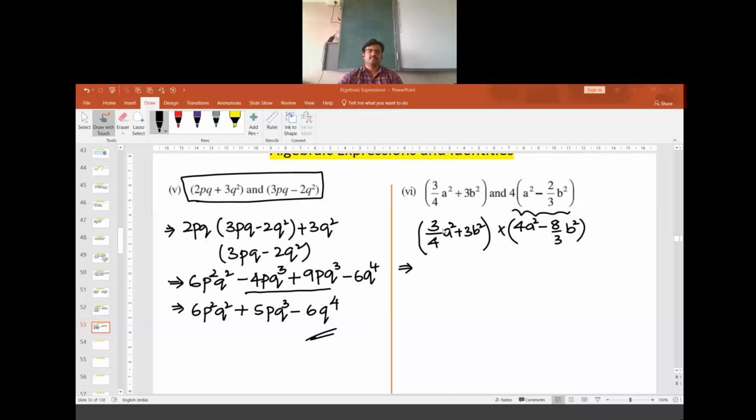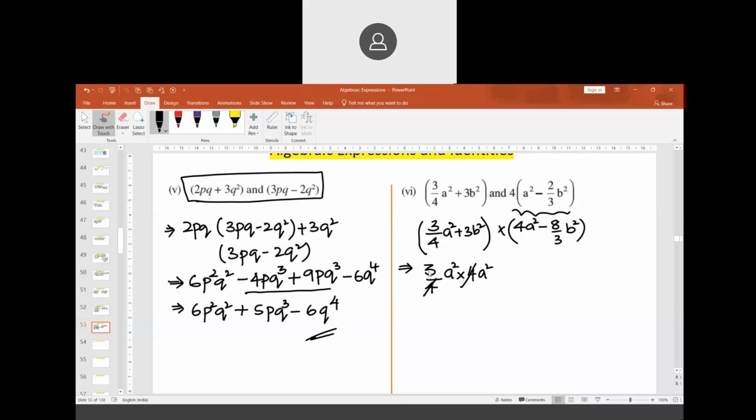3 by 4 and 4 get cancelled. We'll be getting 3a to the power 4. How will 4 get cancelled, sir? Let me show you. 3 by 4 a square multiplied to 4a square: this 4 and 4 will get cancelled. We get 3a to the power 4.